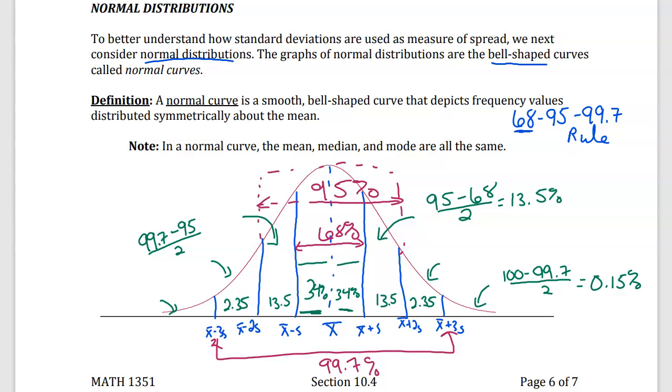So we have 0.15 out in these portions. And now if you add up all of these, that's going to give you 100%. And I'll show you in the next video the reason why we use this and how we're going to use this.